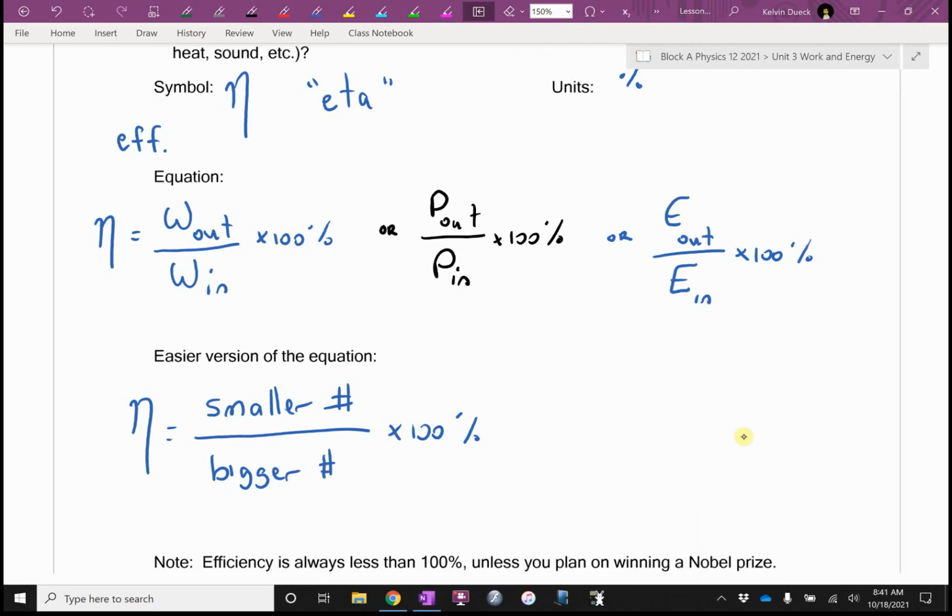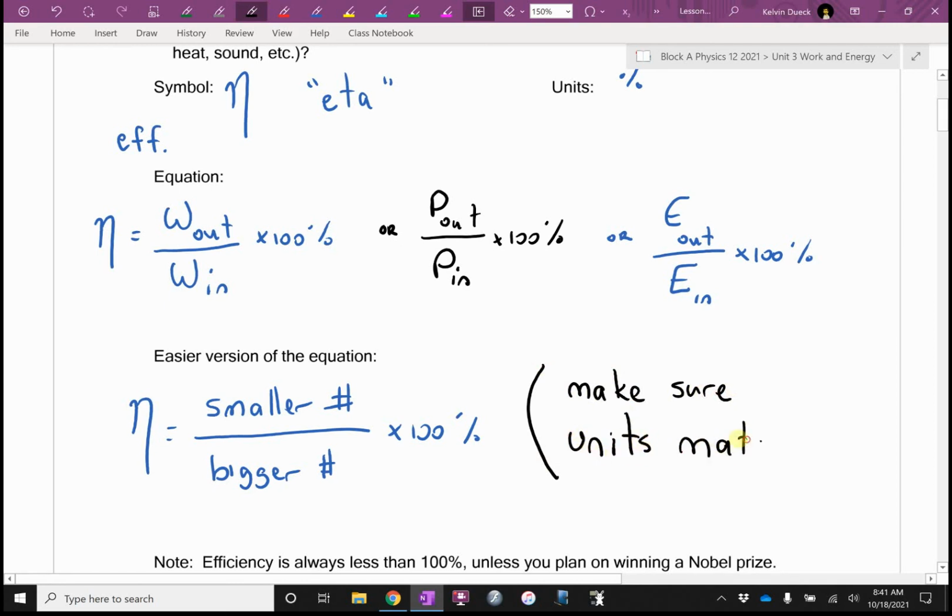The only problem with this is you need to make sure the units match. Don't go joules divided by watts, that's the common error. Energy is measured in joules, work is measured in joules, so we're good there. Power is measured in watts, so don't go watts over joules or joules over watts.